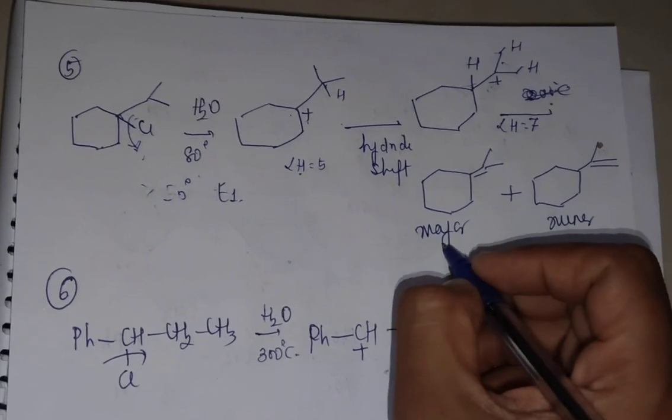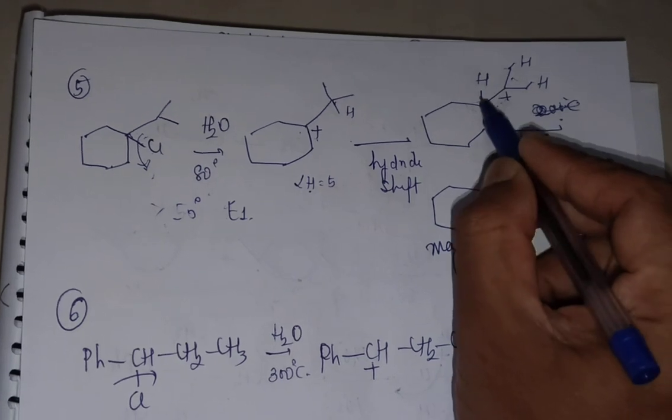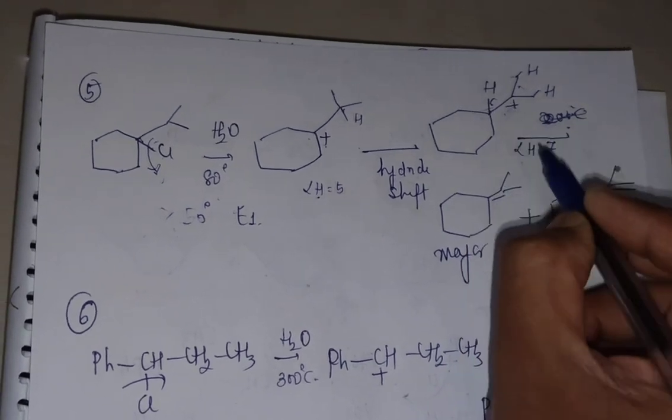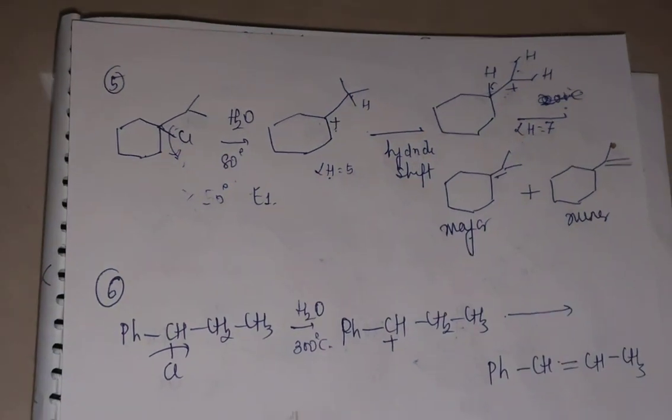This is the Saytzeff product, we can say, and this is the Hofmann product. So there is loss of this hydrogen, which will result in a double bond here. So this is the major product and this is the minor product.